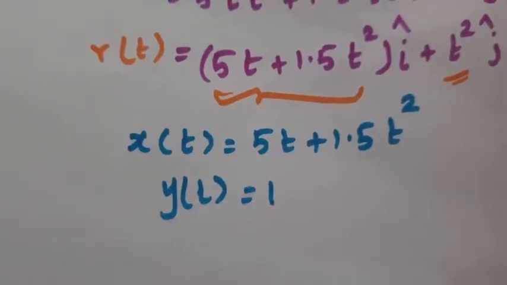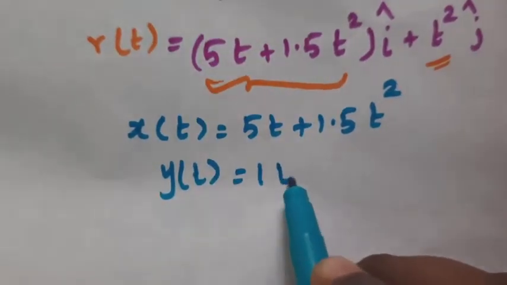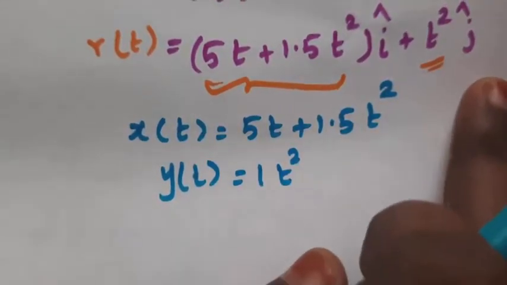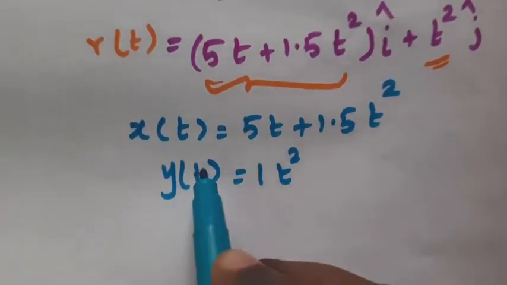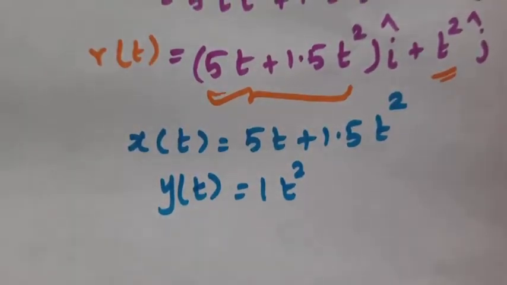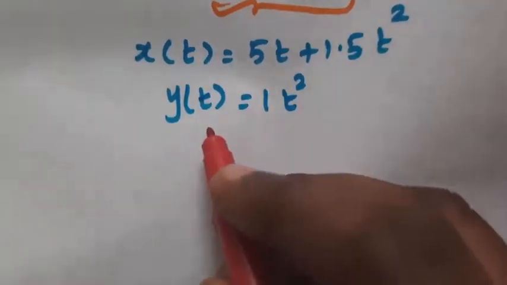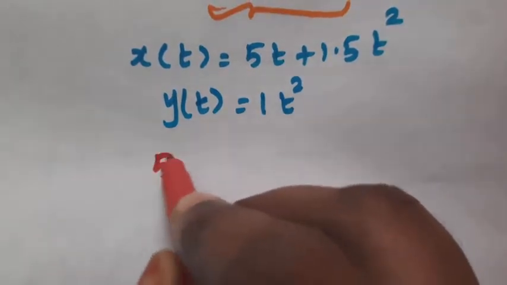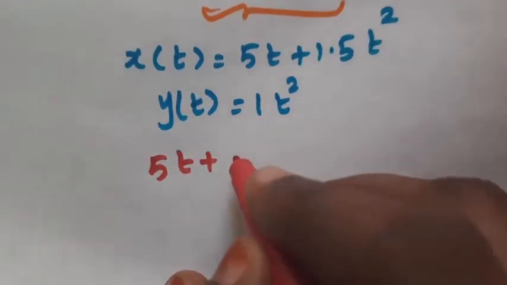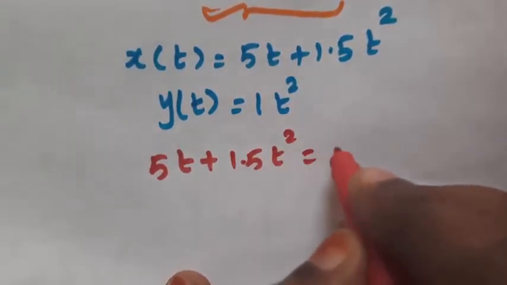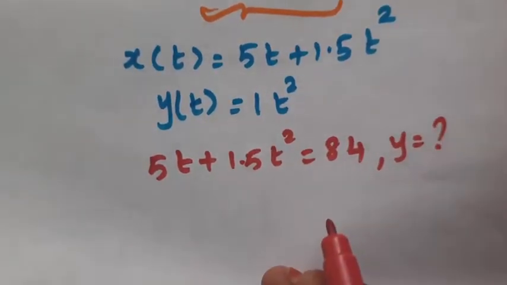y is equal to 1 t square, because it is with j cap, so t square is the y coordinate. Now the question is, what is the y coordinate when the x coordinate is 84? So we write the x coordinate as 5t plus 1.5 t square is equal to 84. The x coordinate is 84, and we have to find the y coordinate.